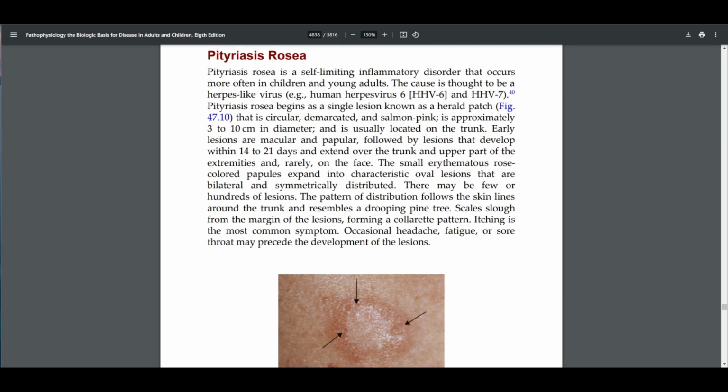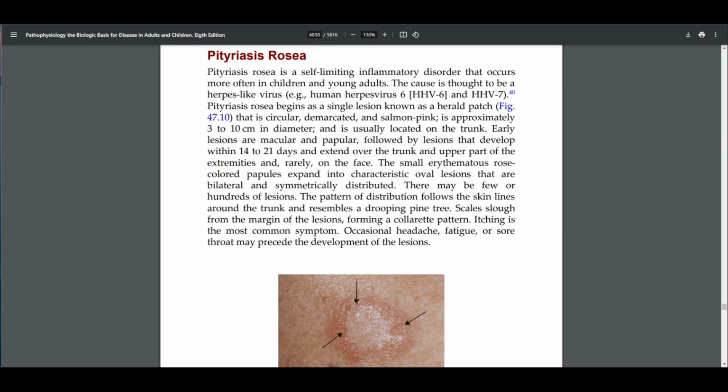That leads us to pityriasis rosea. Pityriasis rosea is a self-limiting inflammatory disorder that occurs more often in children and young adults. The cause is thought to be a herpes-like virus. Pityriasis rosea begins as a single lesion known as a herald patch that is circular, demarcated, and salmon pink, is approximately 3 to 10 centimeters in diameter, and is usually located on the trunk.